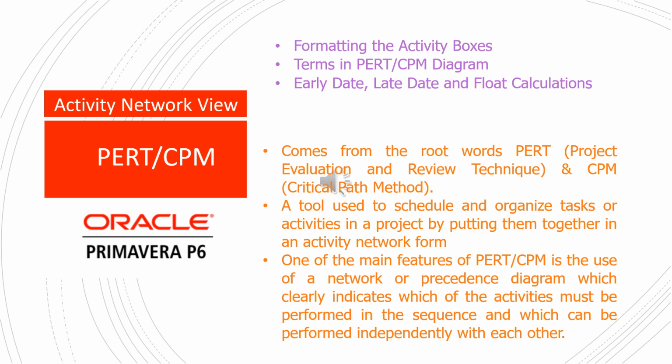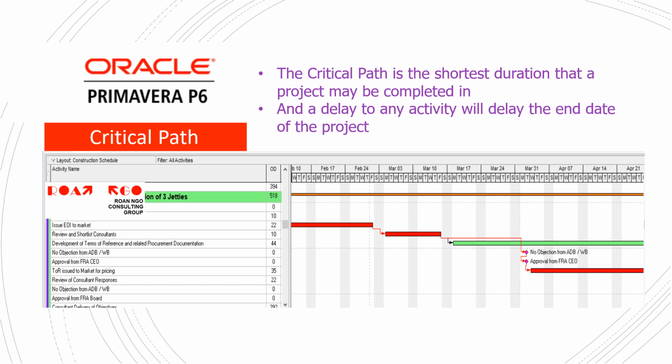One of the main features of PERT CPM is the use of a network or precedence diagram which clearly indicates which of the activities must be performed in sequence and which can be performed independently of each other. Critical path. The critical path is the shortest duration that a project may be completed in, and a delay to any activity will delay the end date of the project.